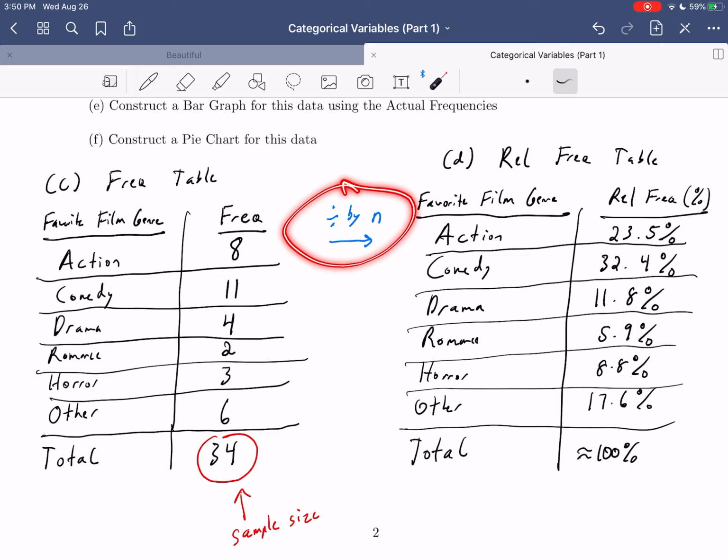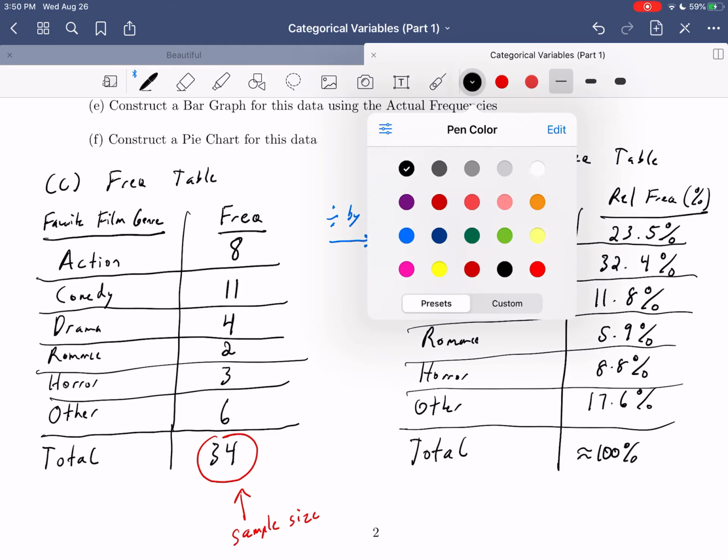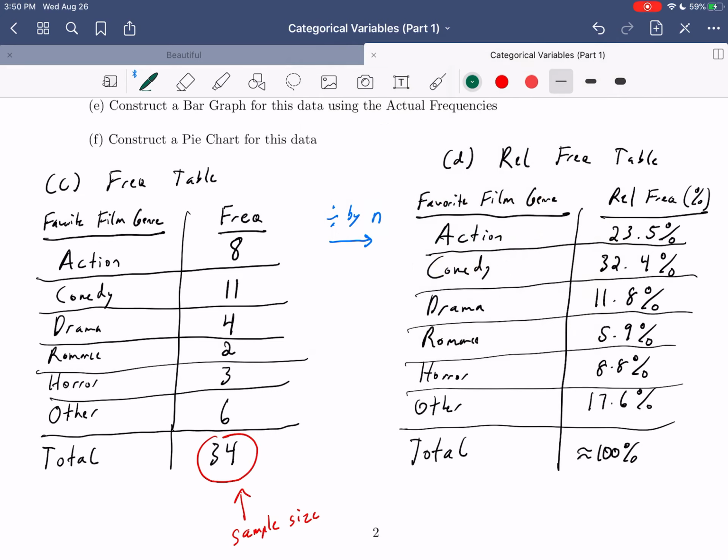So if we use division by n to build the relative frequency table, if you ever need to, you can use multiplication by n to go backwards. So if you want, you can multiply by n. So you would still need to know the sample size. If you take each of these percentages, multiply by n, you will get back to each of these frequencies.